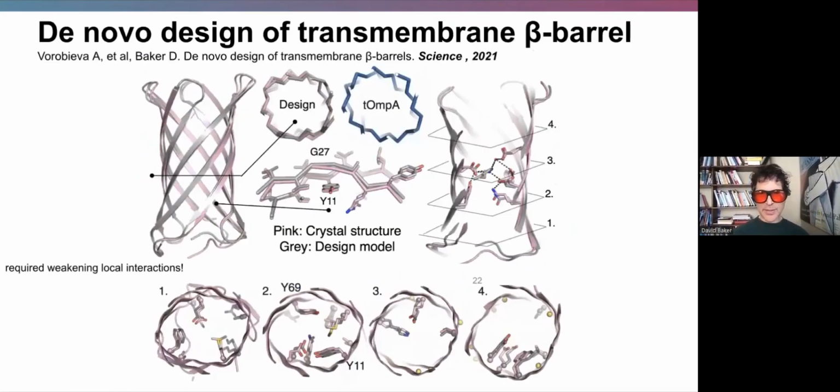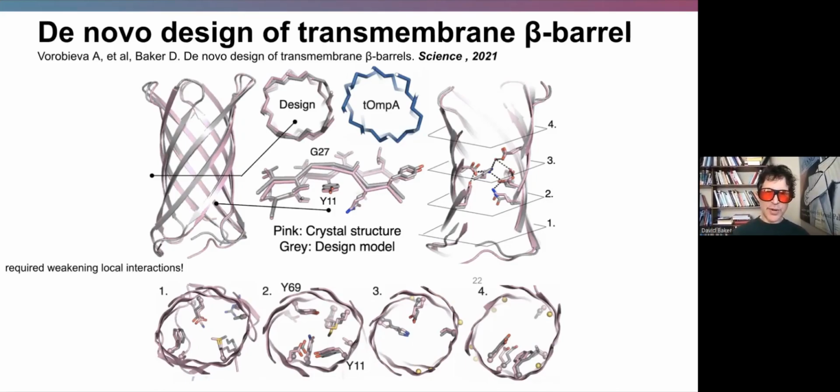One of the interesting things, maybe I'll just say a few words about this one. I told you that in the design calculations, what we're trying to do is find sequences whose lowest energy state is the target structure. And here's a case where there was a notable exception. We were trying to make all beta barrel proteins that insert into membranes, and this is work from Anastasia Vorbieva. What she found when she tried to design these proteins is that after the computational design step, we make synthetic genes that encode the proteins.